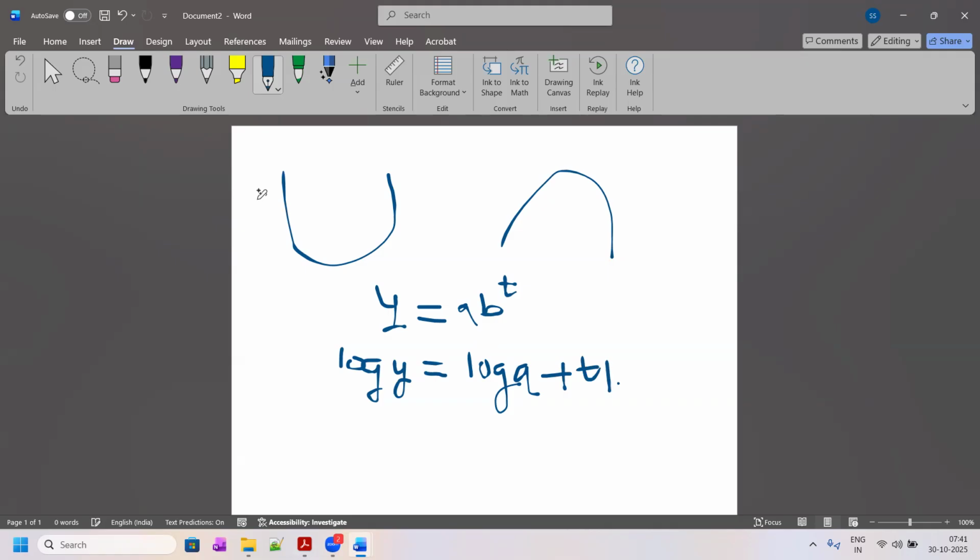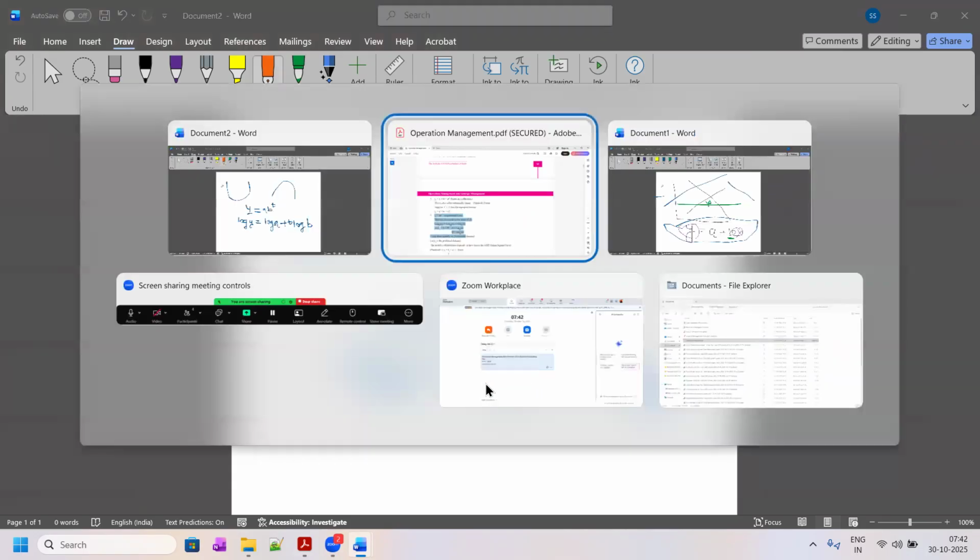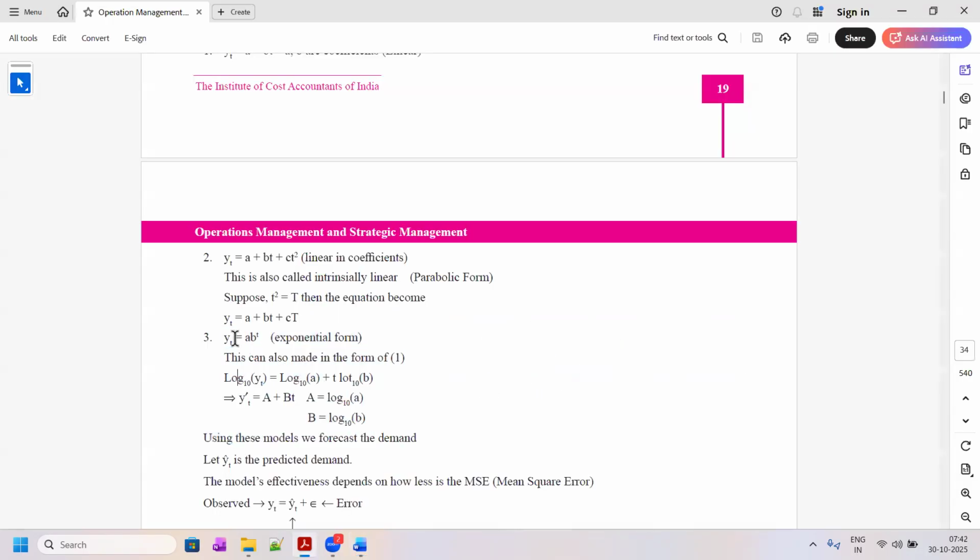into log b. When we study log, log always has a base. If the base is not defined, then we take the base as 10. If you are not writing the base, it means your base is 10. So log y is equal to log a plus t log b. These are what we are trying to do.